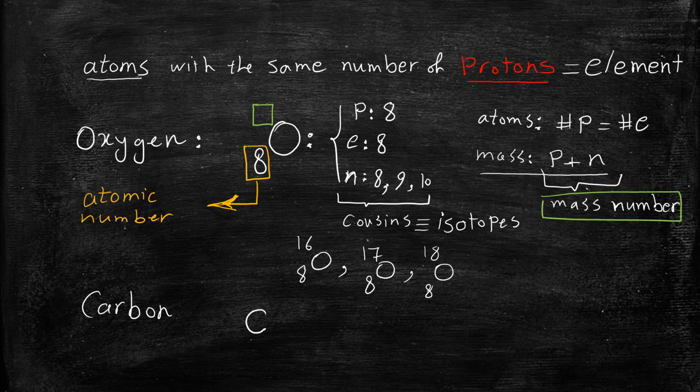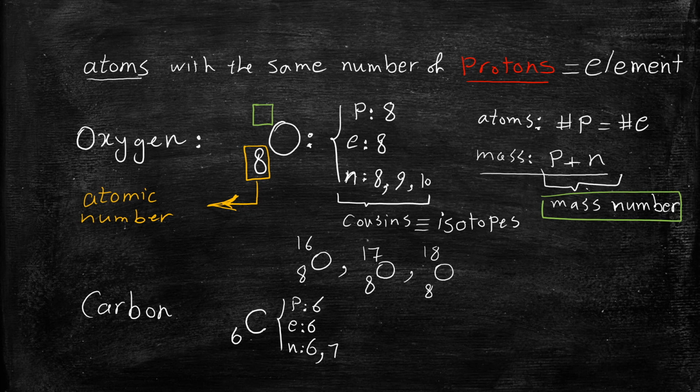Carbon has 6 protons, so we show them here, left lower part beside the symbol. So number of protons, 6. That means the number of electrons is 6, too. How many neutrons does it have? Again, it has a couple of cousins. Some types of carbon have 6 neutrons. Some types of carbon have 7 neutrons.